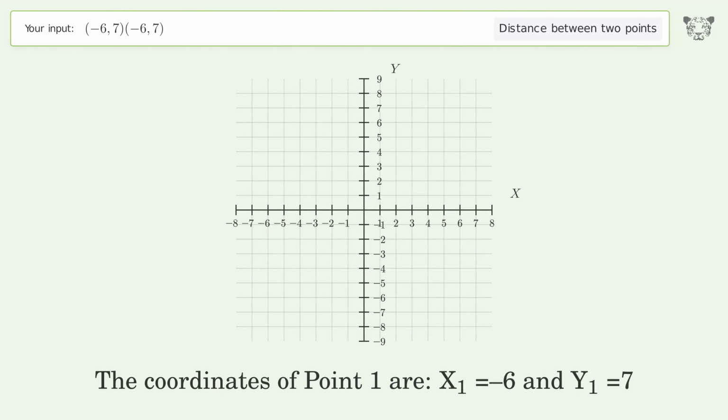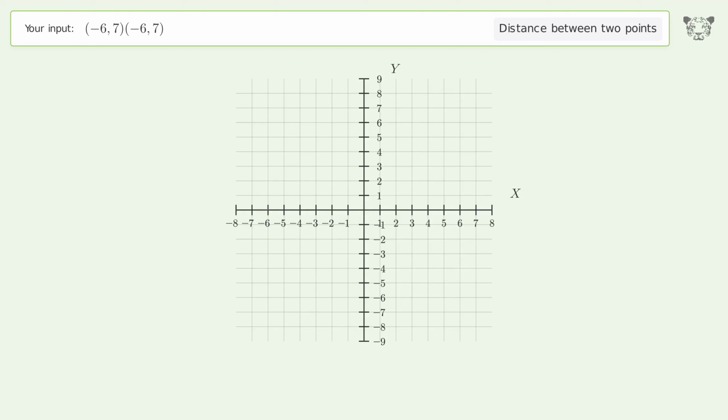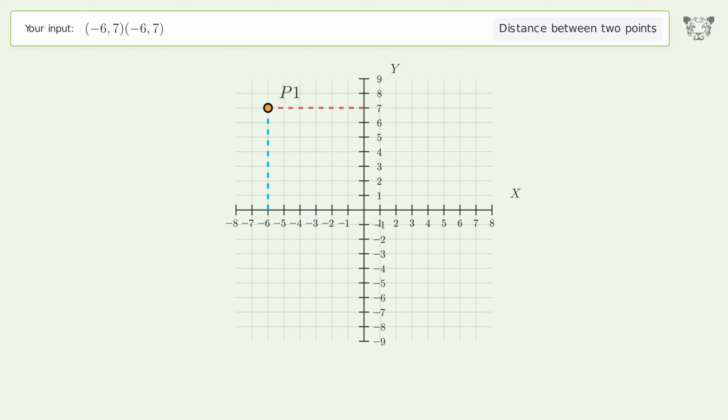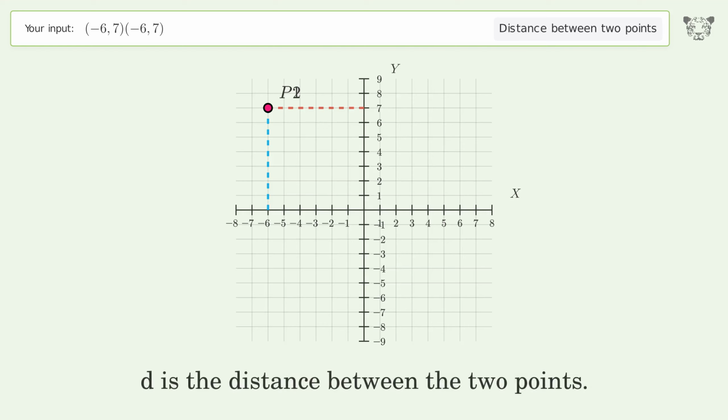The coordinates of point 1 are x1 equals -6 and y1 equals 7. The coordinates of point 2 are x2 equals -6 and y2 equals 7. D is the distance between the 2 points.